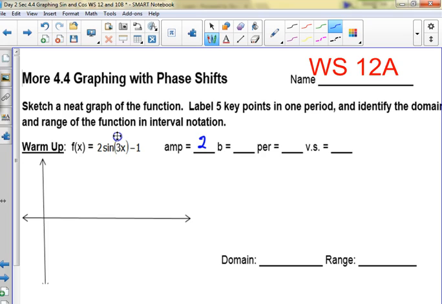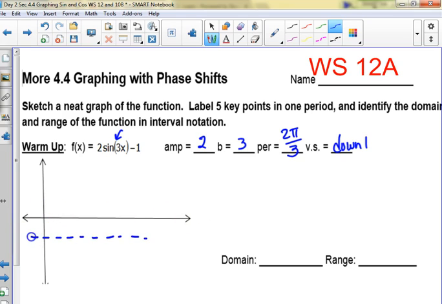The b value is just the number out of the equation, which is 3, but that tells us that the period is what? 2 pi over whatever that is, which is 3. The vertical shift at the back? Down 1. All right. So if you want to rename this midline y equals negative 1, you can.